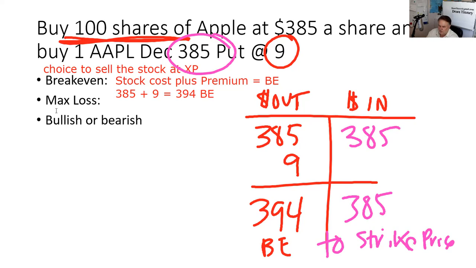The most you can lose here is, let's get it where we can see it somewhere. There we go. The maximum loss is the break even, which in this case is $394, to the strike price, which in this case is $385, where we can sell it. And so the maximum loss here is, again, going to get calculated because I'm not good at arithmetic.